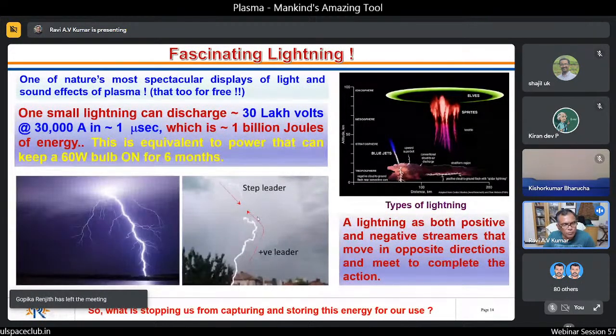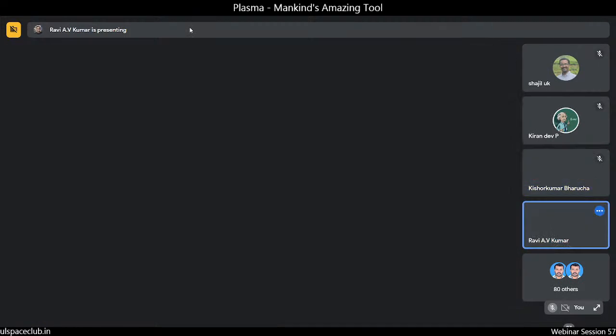And as you know, lightning has two parts. One goes from the ground to the sky, and one part comes from the sky to the ground. Normally, we don't see the positive leader. It's only the step leader that we normally get to see. But lightning consists of two parts.